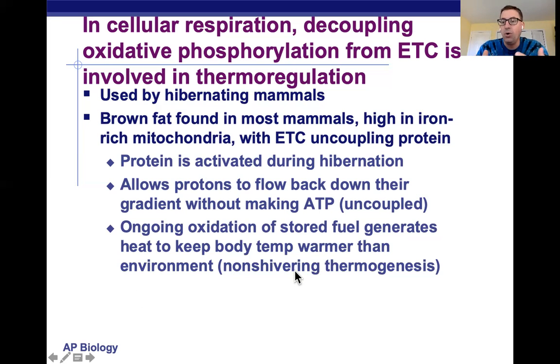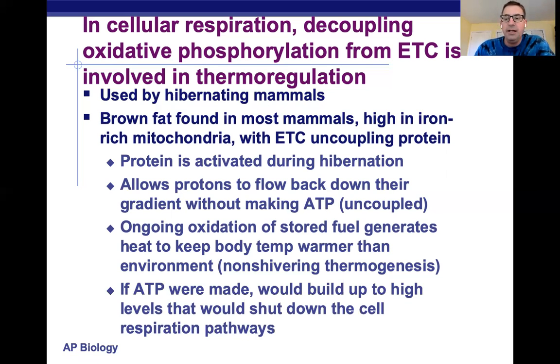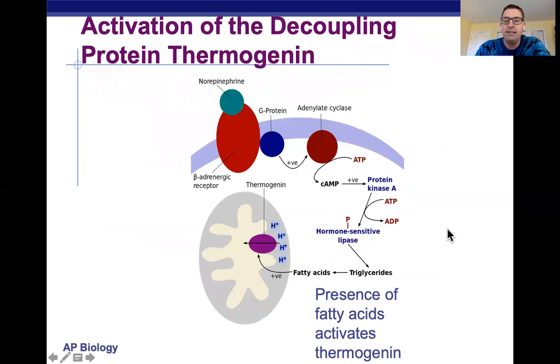If you and I get cold, we start to shiver, and the movement of our muscles helps to generate heat to get our body temperature back up. But these hibernating mammals don't have to shiver to get their body temperature back up. They use this instead. And the reason why the uncoupling occurs is because if we get high levels of ATP, that ATP feeds back and shuts down cellular respiration. So then you also would not get the heat generated, right? So we don't want to make ATP this way when these mammals are trying to keep their body temperature up.